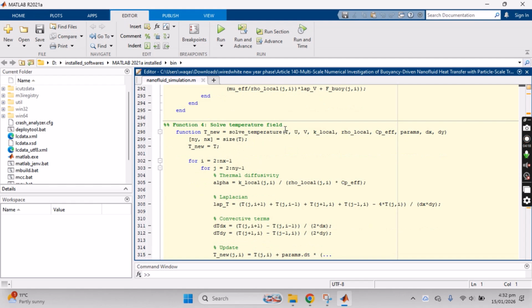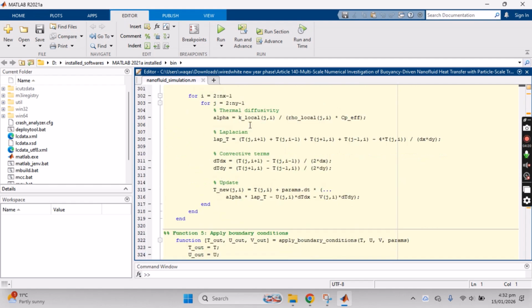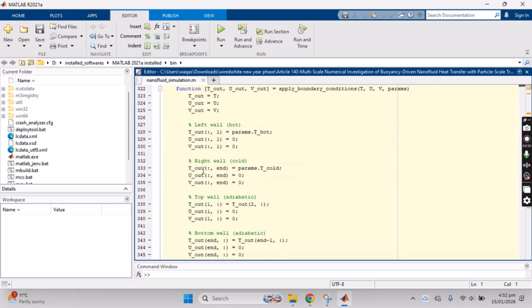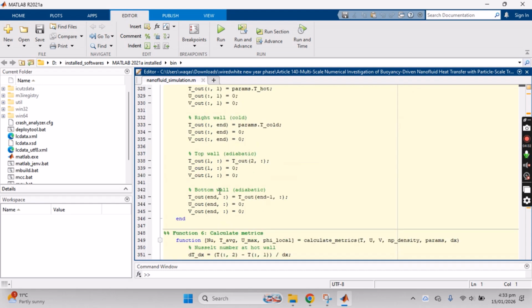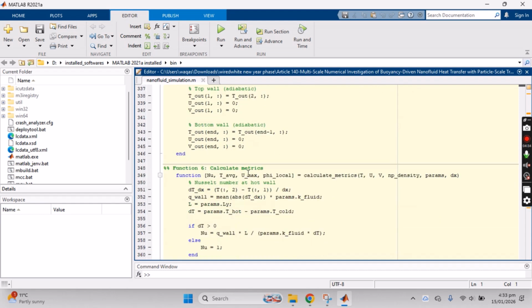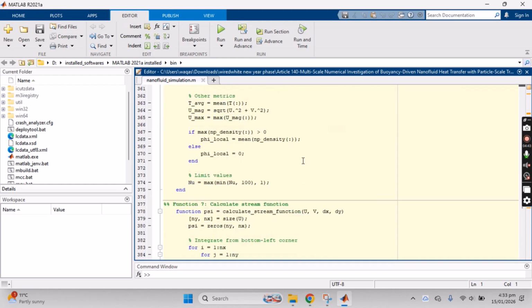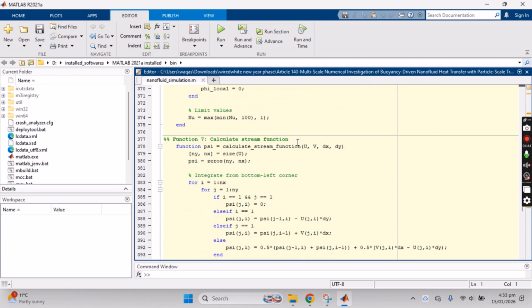Then the solve temperature field function. In solve temperature field I have defined all the parameters, then thermal diffusivity, Laplacian, convective terms update, and then apply boundary conditions: left wall, right wall, top wall, bottom wall. Next one is calculate matrices: Nusselt number at the hot wall, and other matrices according to the limit values. Then calculate the stream function.